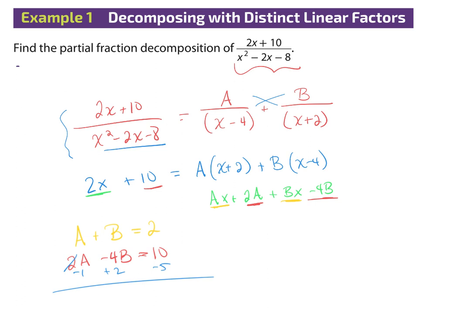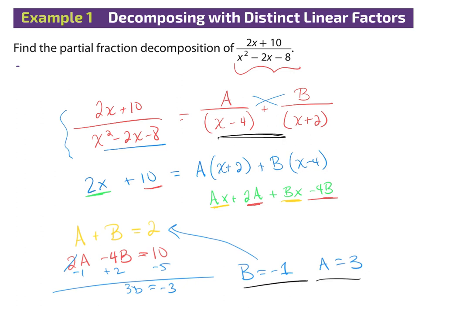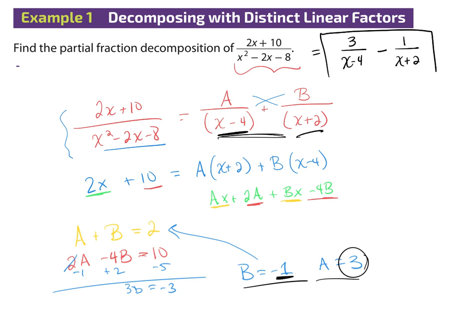When you do this guy, you get negative 3b equals negative 1. And like anything else, you can plug it back in and you'll see that a equals 3. So your final answer is not that. Your final answer is to take these and plug it back into this guy. So your final answer, if I were to break this up or decompose it, it would be my a, 3, over this x minus 4. And since it's a negative 1, I'm just going to say minus 1 over this x plus 2. That is the partial fraction decomposition of that particular problem.